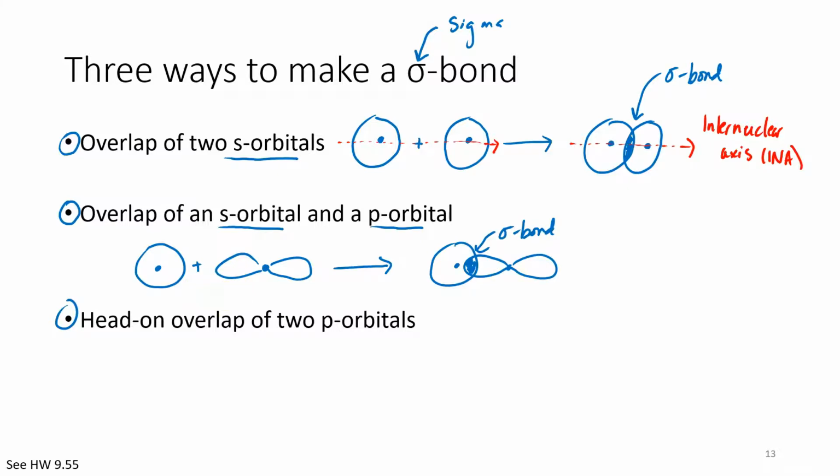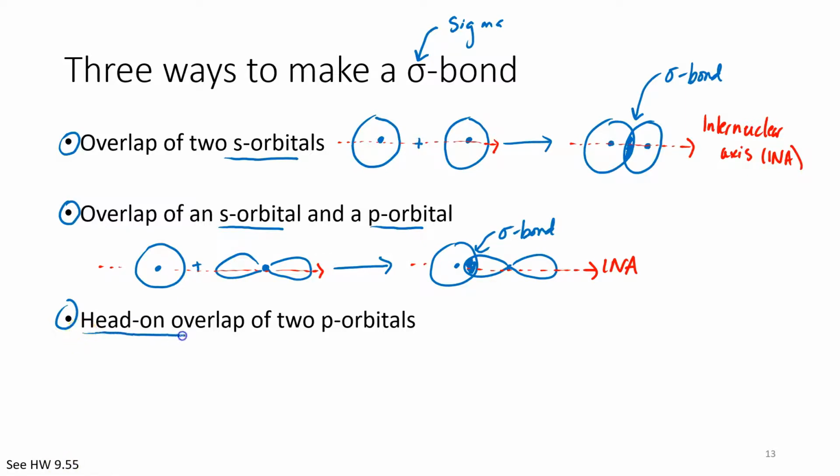And just as a reference, let me sketch that internuclear axis. There it is, and there it is again. That's just the imaginary line between the nuclei of our two atoms. And notice again that the sigma bond is directly on that internuclear axis. We've got one more sigma bond to create.